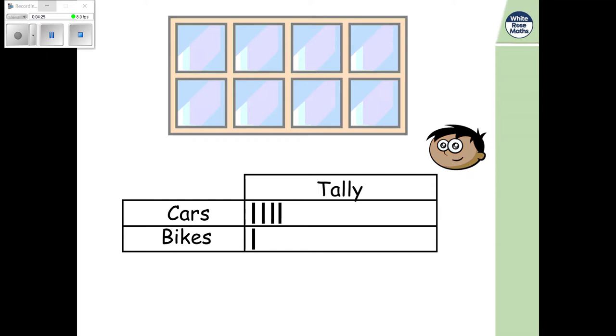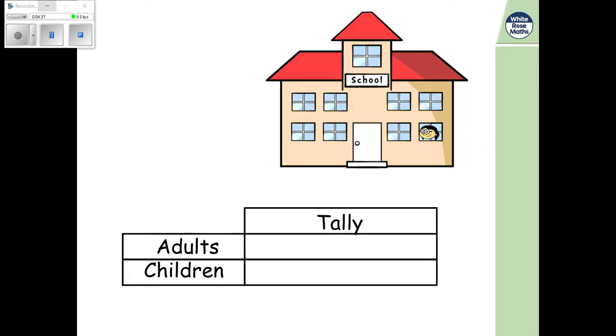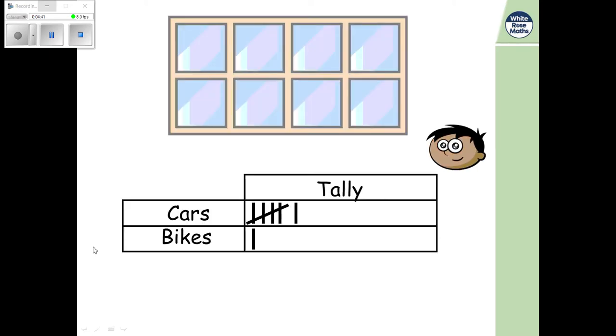Well done. So carefully think about your tally chart now. So hopefully on the 5th car, you draw it through your tally chart. Adding to your tally charts. Well done. So hopefully you got the same amount. If not, I'll go back and you can pause here just to check there as well.